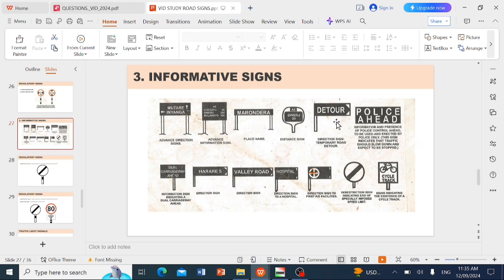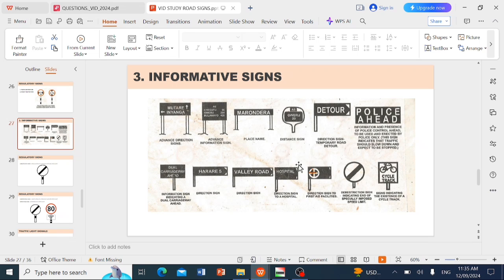Now here is a detour. This also shows you a detour. This one is a police ahead sign. This one is used and erected by the police only. This sign indicates that traffic should slow down and expect to be stopped by the police. So that's the main use of the sign. Then we also have this dual carriageway ahead. So obviously you get the point that when you see these signs, it just aims to inform the driver. This one is a hospital sign, which informs the driver of the direction to the hospital.